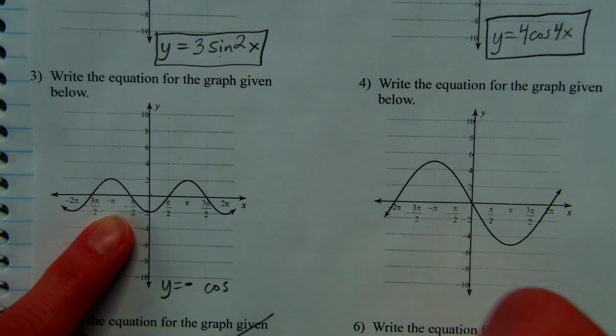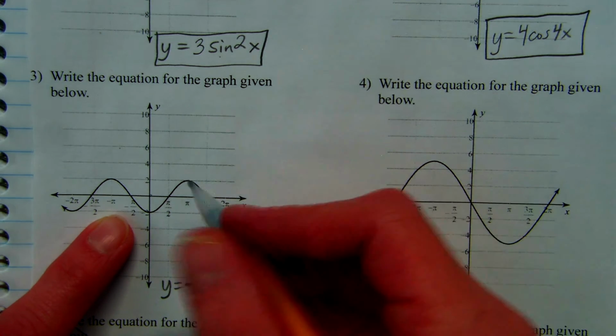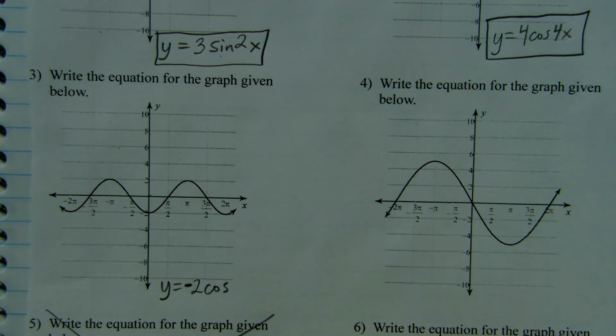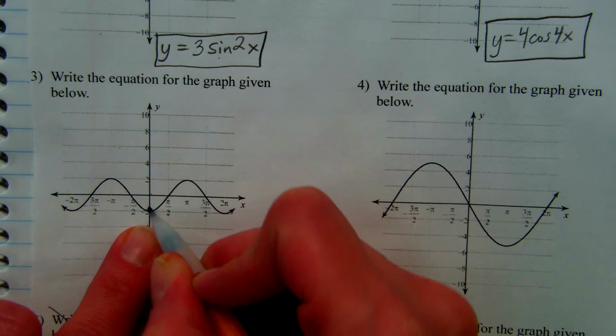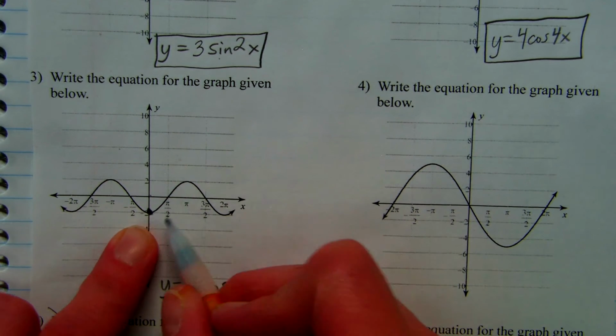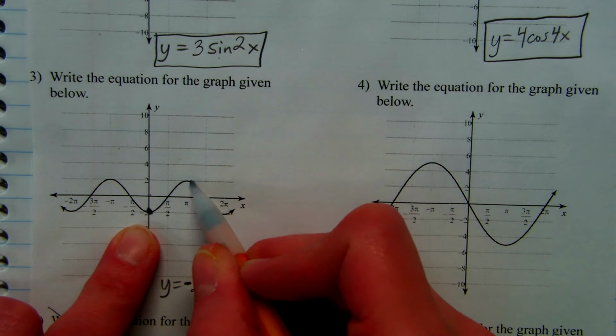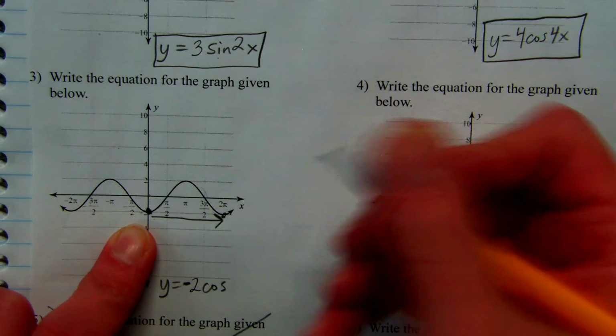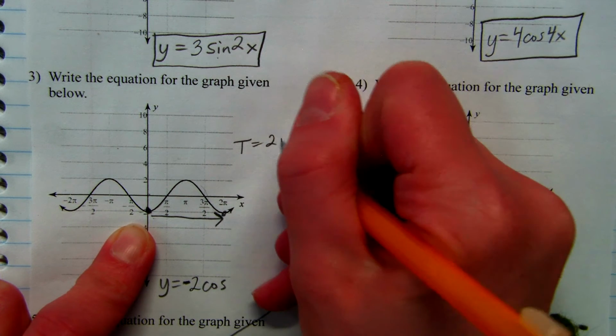What's the amplitude on this one? 2. So I'm going to have negative 2 out there. And then to figure out the period, I'm going to start here at this trough or this valley and see how long it goes before it's back in that position, which is over here. And that's happening after 2 pi. So the period is 2 pi.